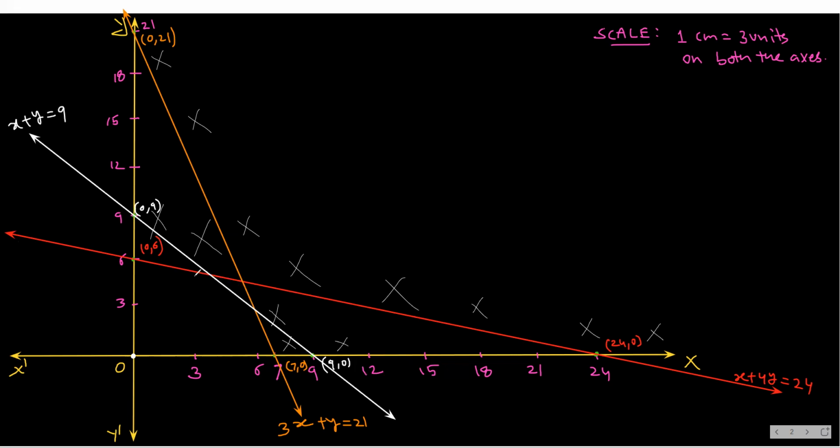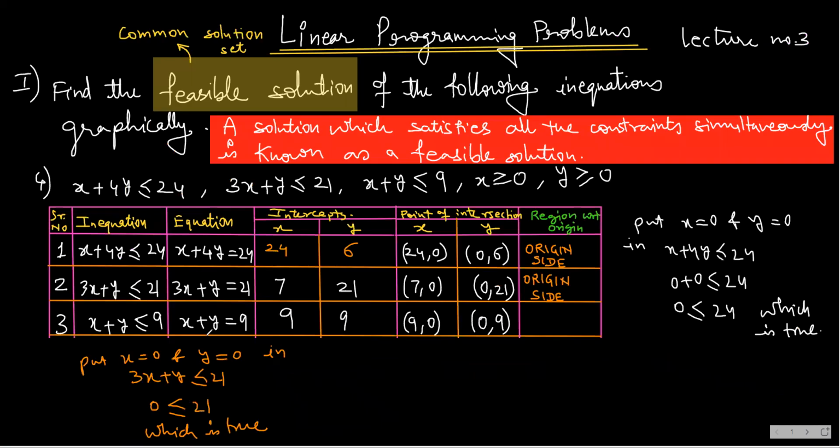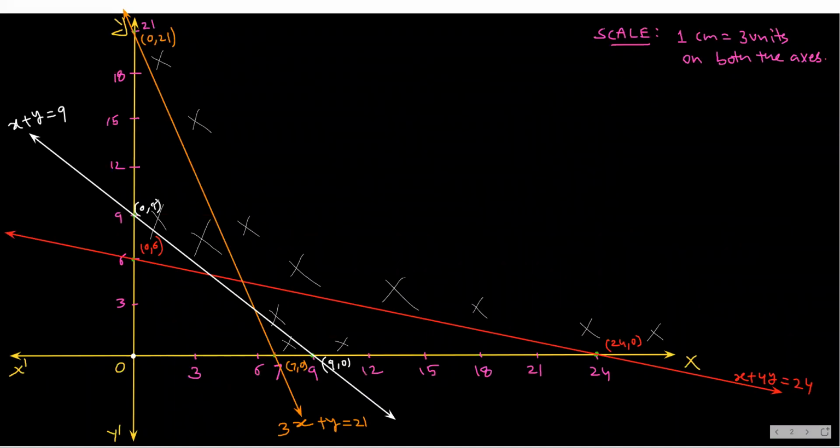And the solution set of this will be once again the origin side. You can check: put x equals 0 and y equals 0 in x plus y less than or equal to 9. You'll get 0 plus 0, that is 0, less than or equal to 9. So definitely it is the origin side of the line. So here you have the line and the origin side. So you put the crosses here.